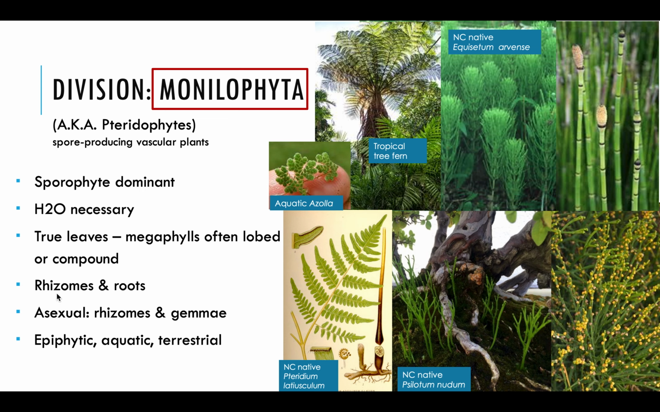So we have rhizomes. We also have some true roots in this division. So the rhizomes, root-like structures, and true roots. We can do asexual reproduction, either through things like the gemma cups or just breaking off a piece of our roots. And these guys are considered epiphytic, meaning that they climb. They can climb onto other trees and grow that way. They can grow out of water, or they can just grow on land, and they are terrestrial.